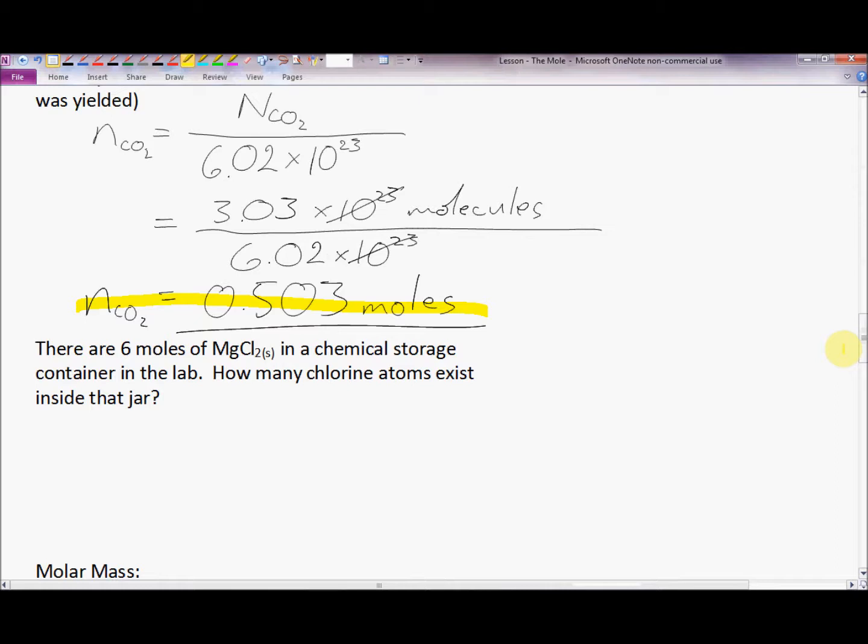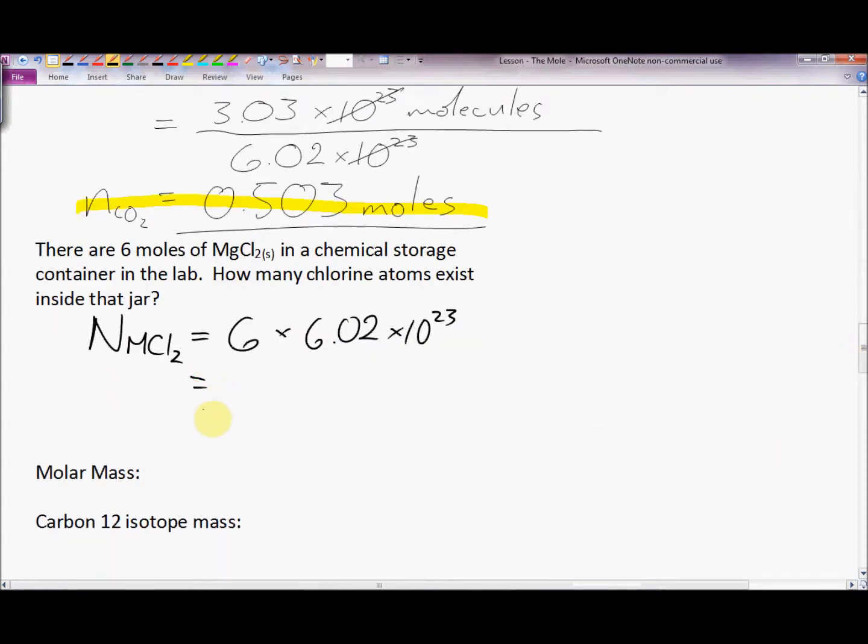So that's going to be, got my pen here. Sorry, I'm using the wrong thing. Okay, so we're using big N to represent particles. So the number of magnesium chloride compound units is equal to 6 moles times 6.02 times 10 to the 23, Avogadro's number. And that works out to be 3.612 times 10 to the 24. And in this case, it's compound units.